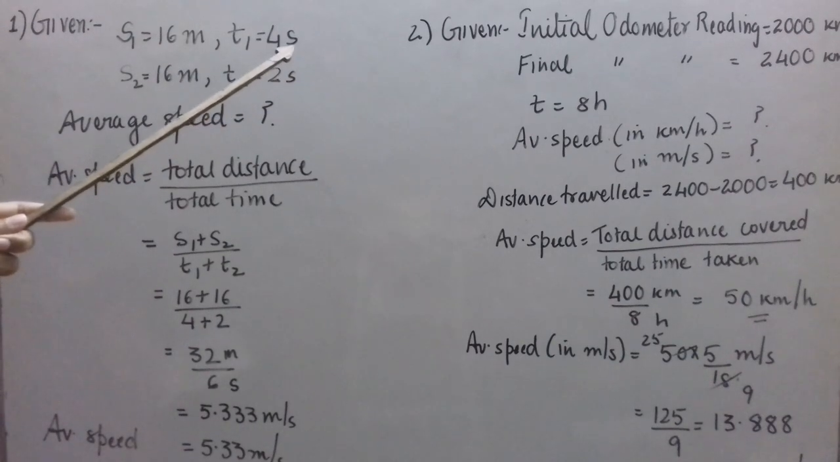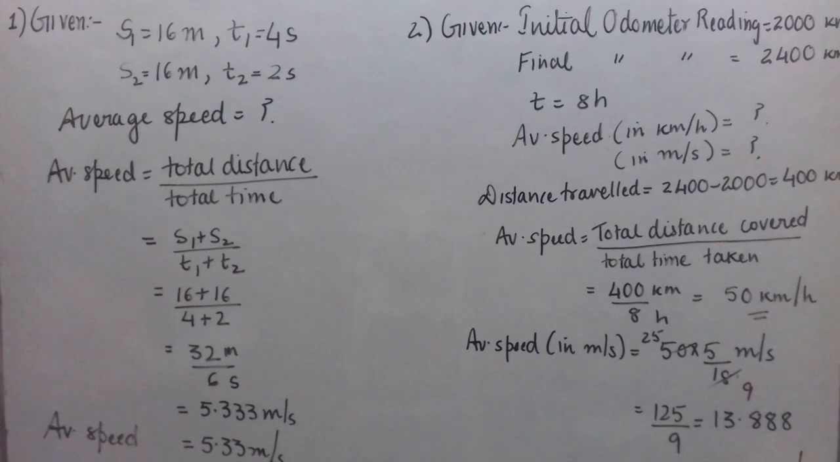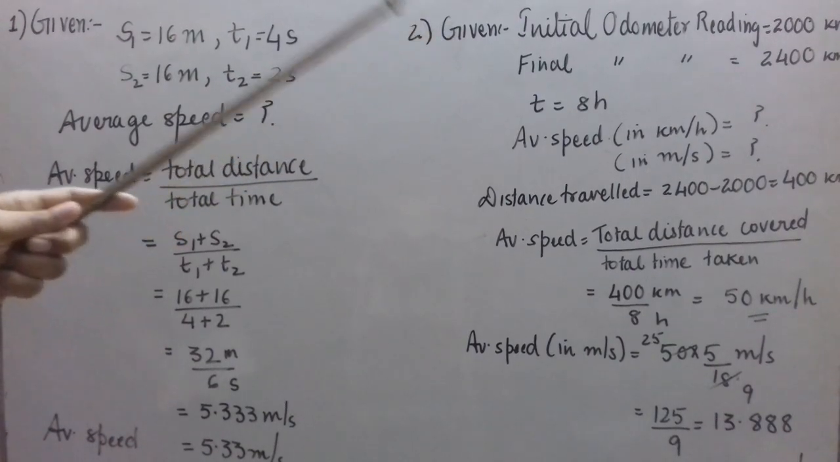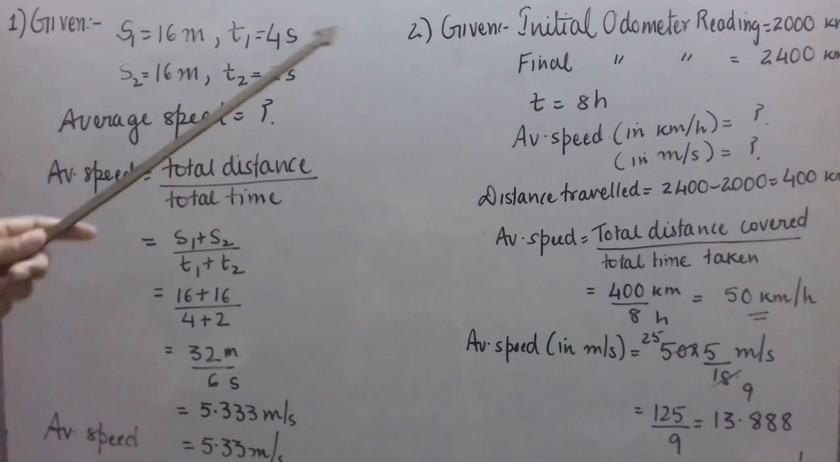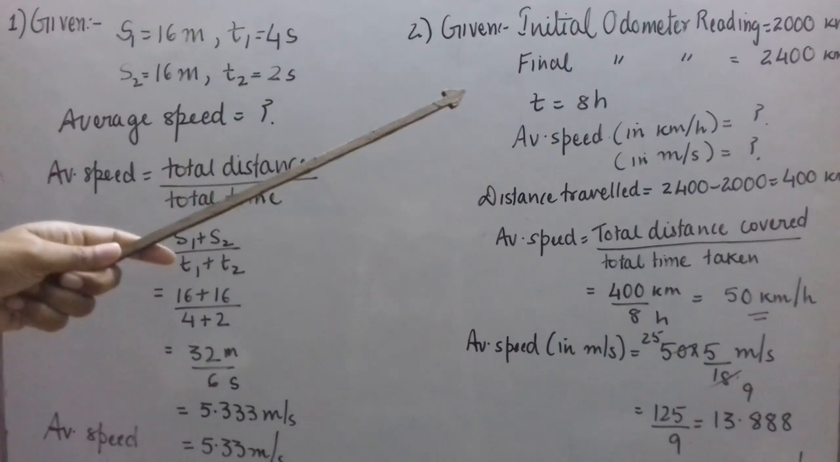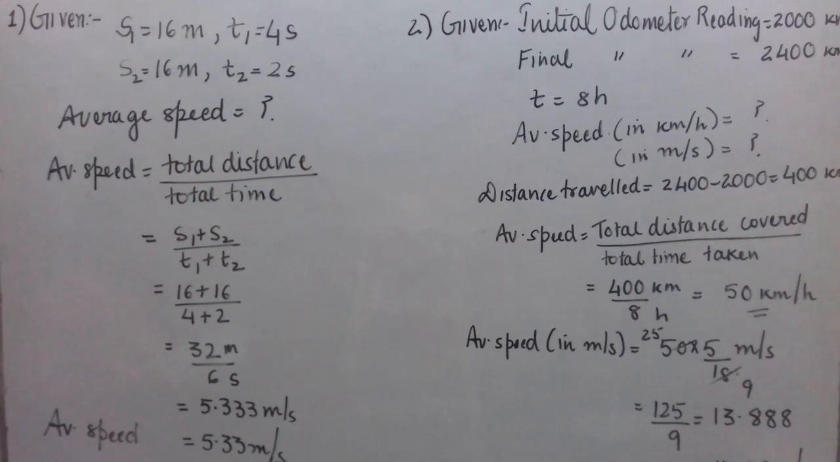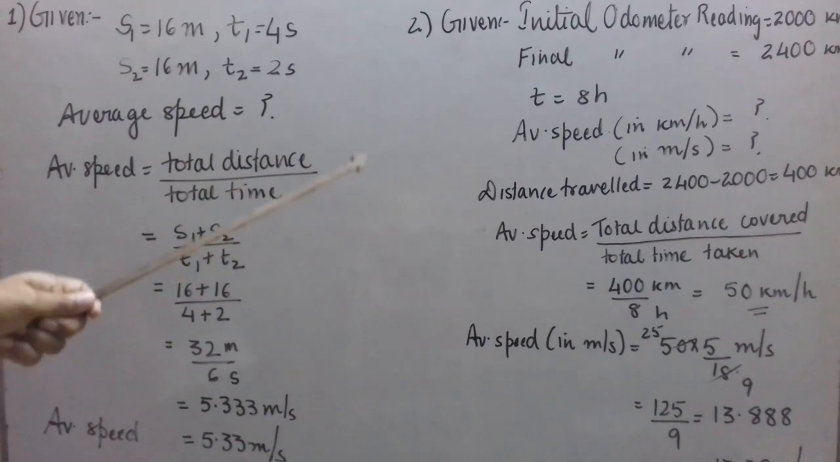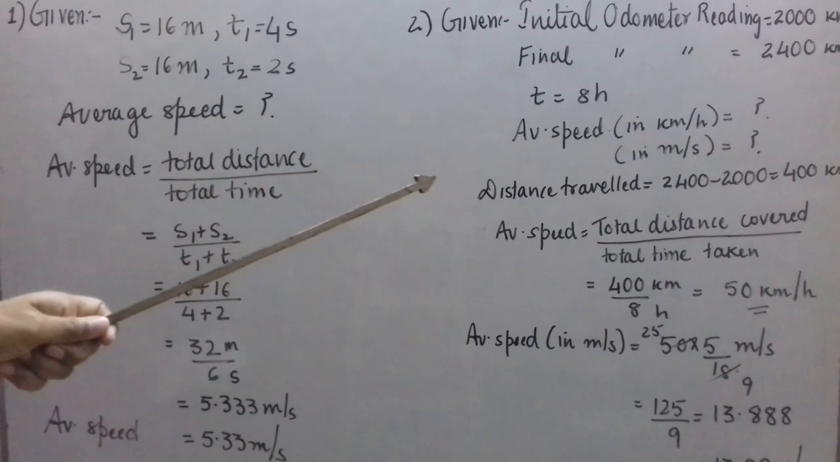What is given? They have given initial odometer reading. What is written here? The odometer of a car reads 2000 km at the start of a trip. So I can write initial odometer reading is 2000 km. And at the end of the trip it reads 2400 km. So final odometer reading is 2400 km. And it took 8 hours. The trip took 8 hours. So time is 8 hours. And what you have to find? Average speed, but in kilometer per hour as well as in meter per second.